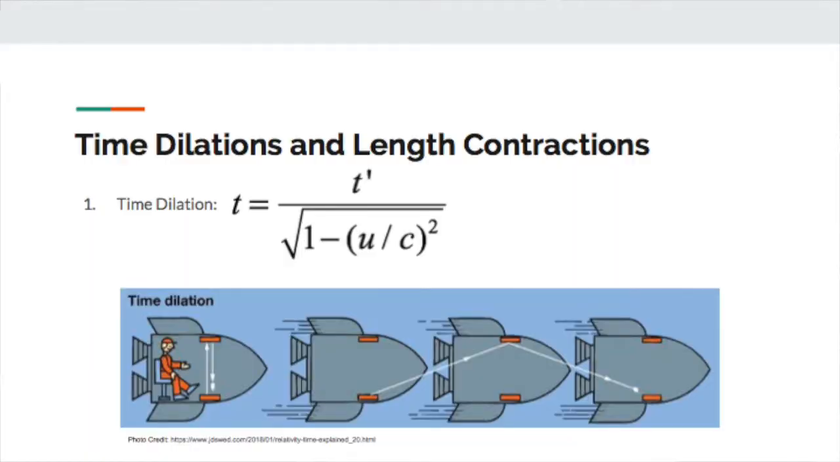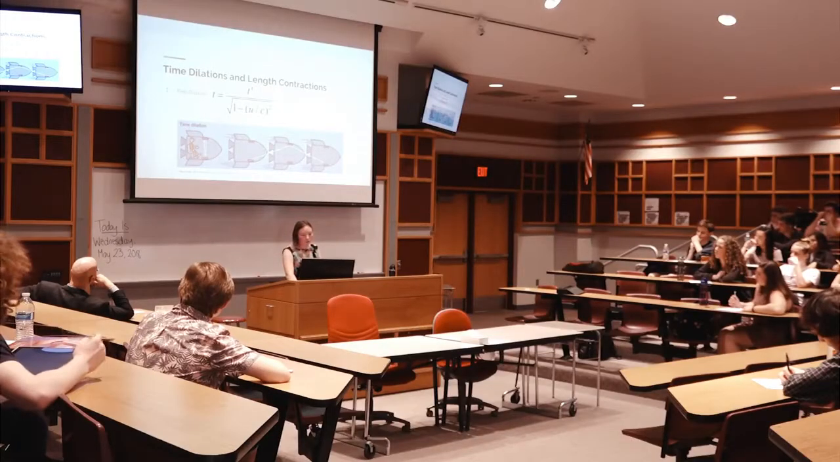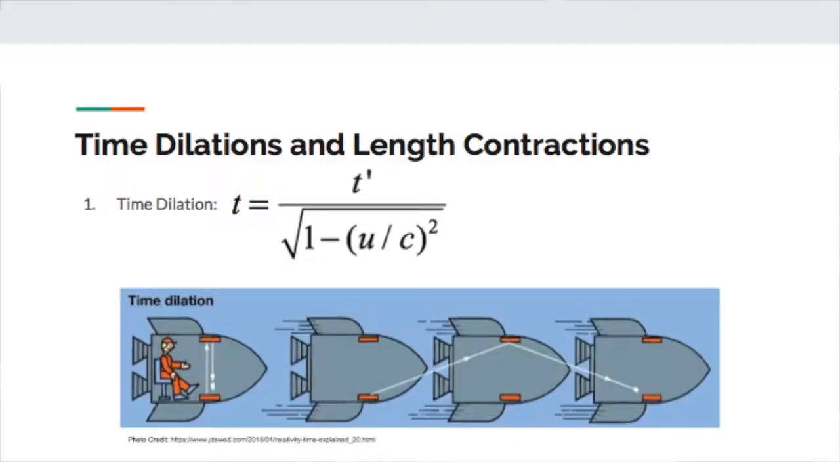T prime is what we think the rocket's time would be, and T is what we think time is, in terms of how much time has passed. And so, of course, we have our famous factor of square root of 1 minus u squared over c squared. And so now let's go through a derivation of this.